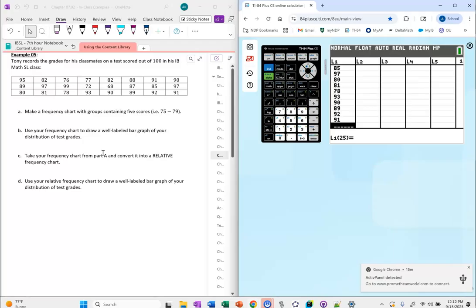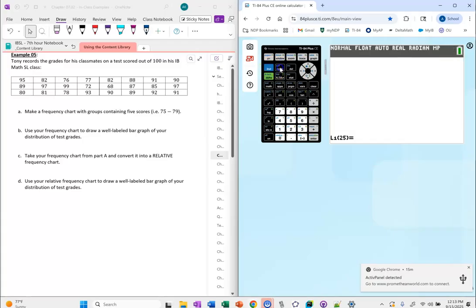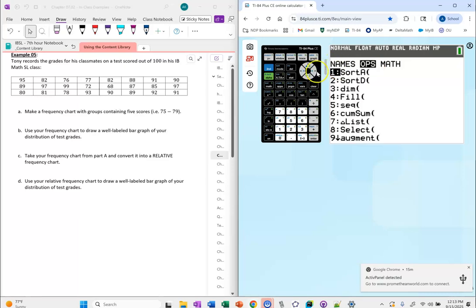All right, so I got all the values in. I'm now going to exit out of here, so I'm going to press second and quit. That's the mode button right next to the blue one. And now I'm going to press second and stat. That's opening up the list menu. From there, I'm going to go over to the OPS tab. And the command I'm looking for is the sort. So sort A is for sort ascending. Sort D is for sort descending. So I'm going to pick sort A.